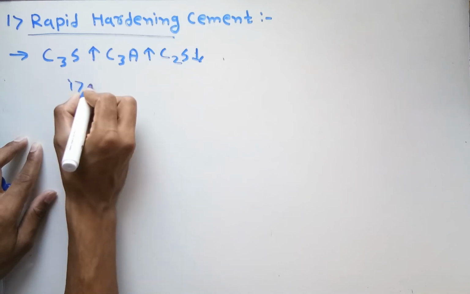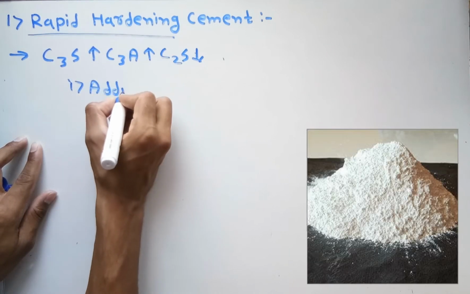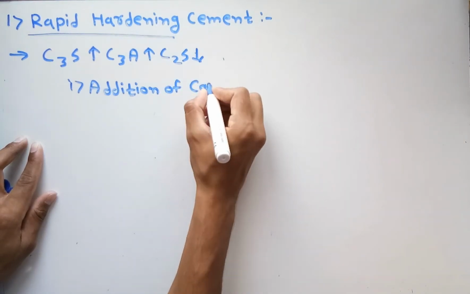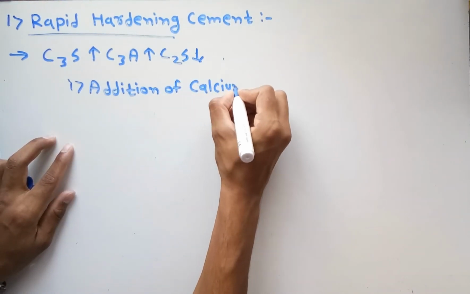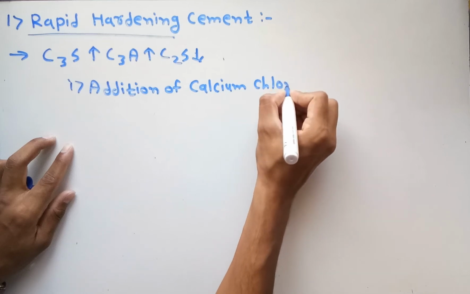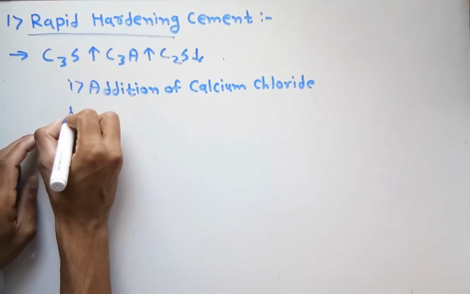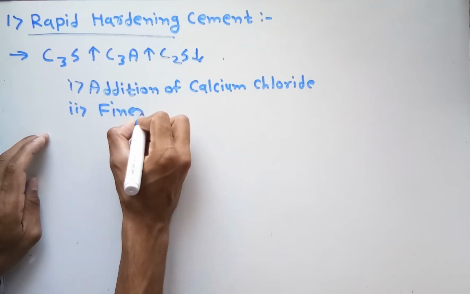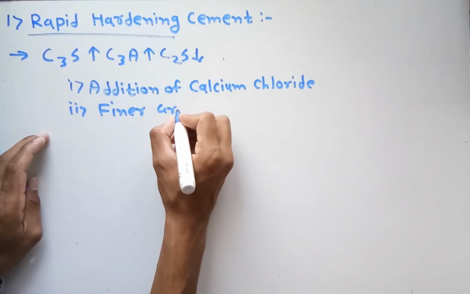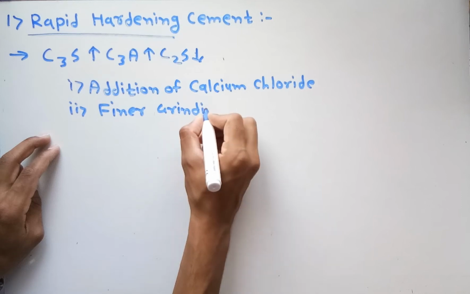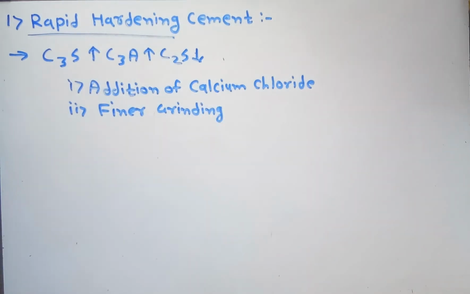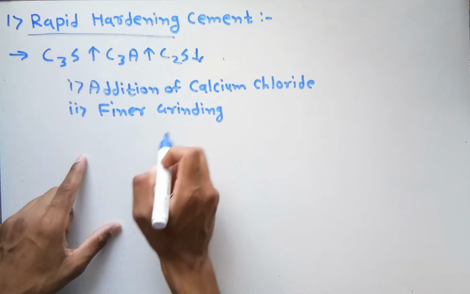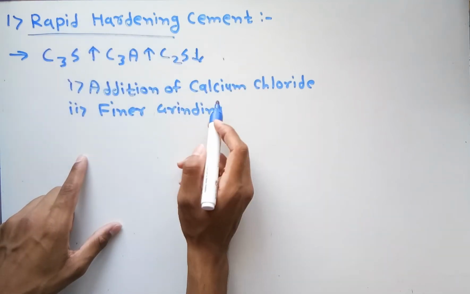Along with keeping this proportion, two more things are done in rapid hardening cement. First one is addition of calcium chloride, and along with that we do finer grinding. So finer grinding is done in the case of rapid hardening cement. So this is about the basic composition to manufacture the rapid hardening cement.